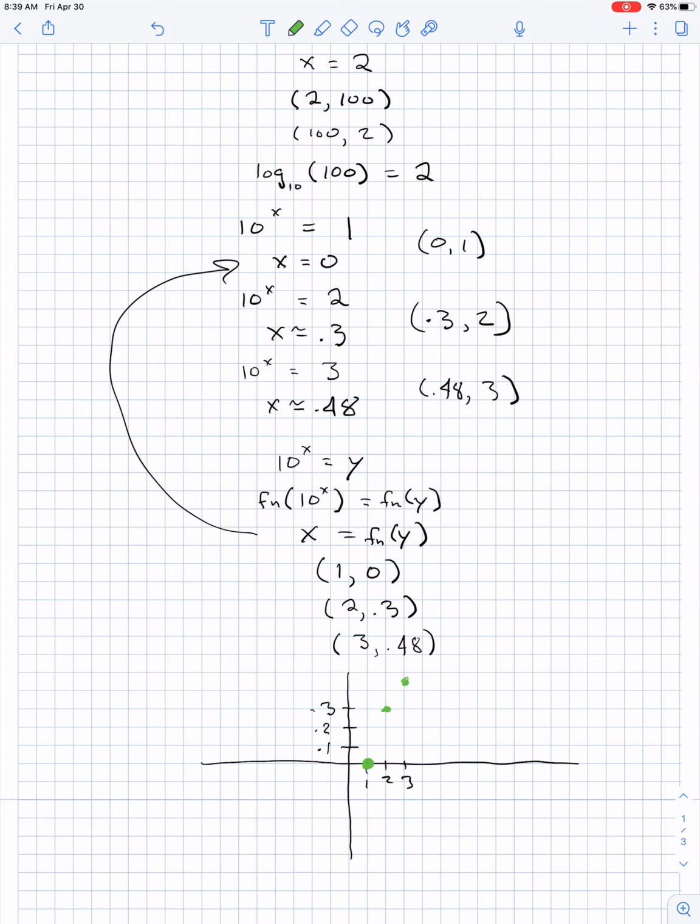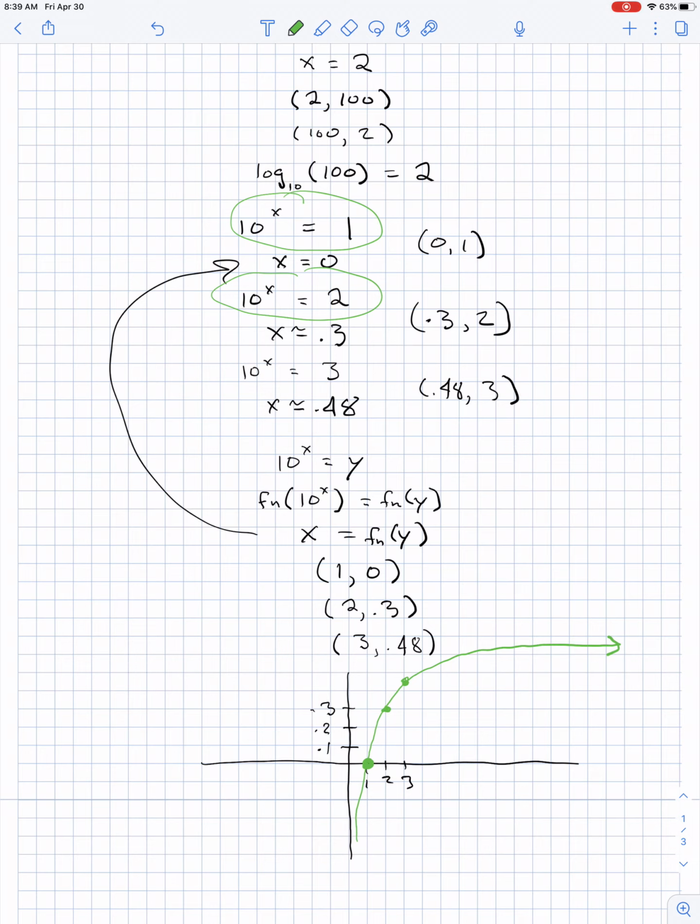Again, I was just solving these equations. 10 to the x equals 1, guess and check. x was 0, solves it. 10 to the x equals 2, guess and check. 0.3 solves it. If we continue this process, we'd get something that looks like this. And that is your logarithm base 10 function.